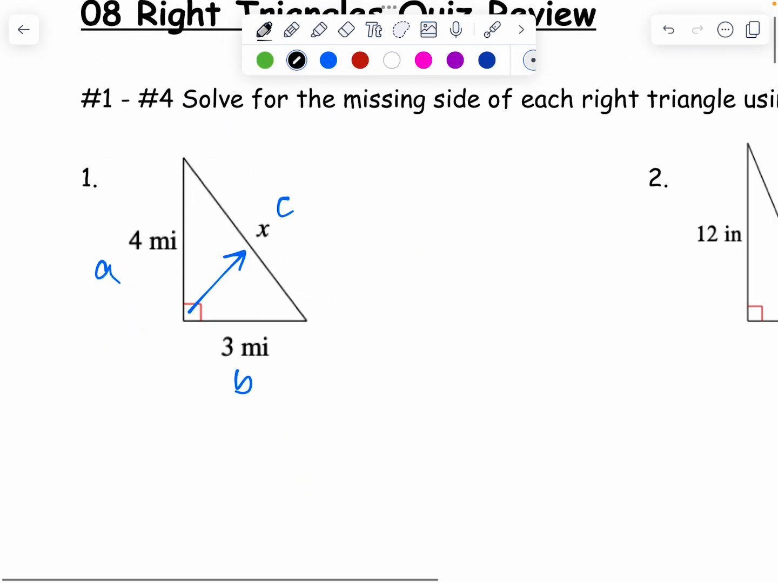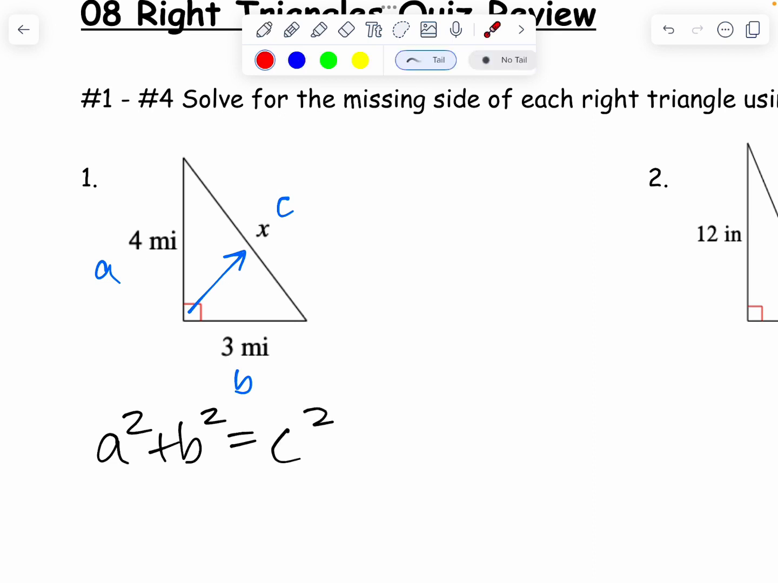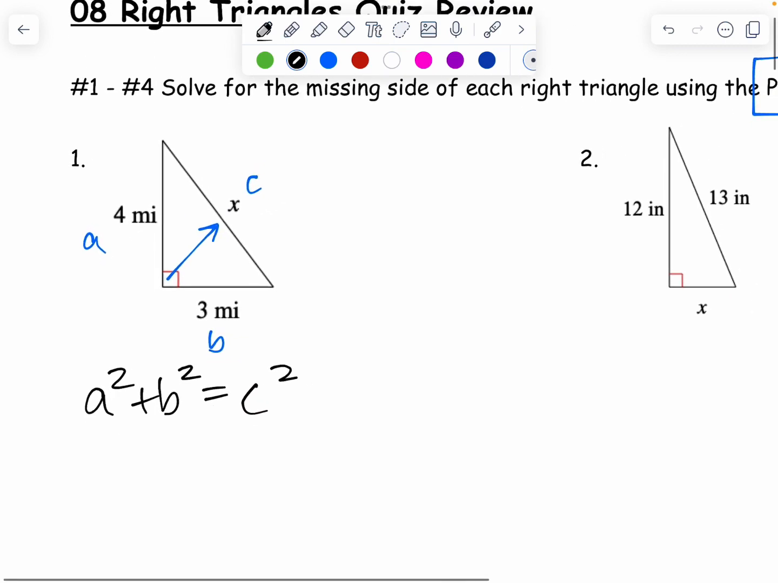From there, what I'm going to do is write my formula, A squared plus B squared equals C squared. I know that A is 4, so I'm going to put a 4 there. I know that B is 3, so I'm going to put a 3 there. And the C is where I have an X, so I'm going to put an X right there. So you're plugging in the numbers that you have. The A was 4. Don't forget the square, because in the formula, it's squared. The B was 3, don't forget the square. And the C is X, don't forget the square.